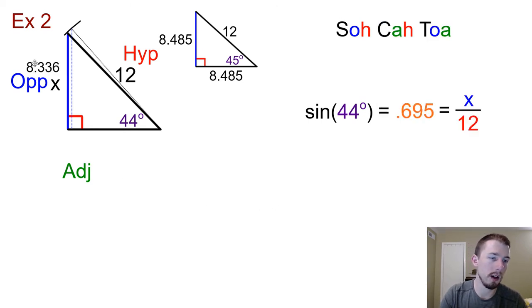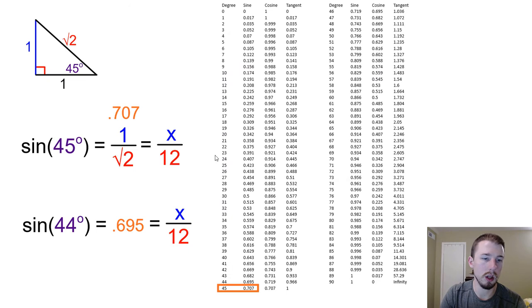If you notice, that value is going to be slightly smaller than what we had with the 45. So instead of the 45, we kept the hypotenuse the same length of 12, and we just decreased that opposite side by that small amount. So as we decrease the angle, the opposite side is going to decrease as well. So let me show you here.